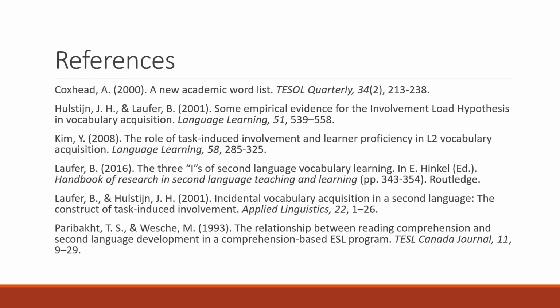If you're interested in reading any of the references, feel free to pause the video and copy down any references that you're interested in. I would definitely recommend the Holstein and Laufer 2001 study and the Kim 2008 study. If you're interested in just general information about what the involvement hypothesis is, the Laufer 2016 paper is good. It describes involvement and also some other things. If you're interested in the vocabulary knowledge scale test, you can look at the Paribach and Wesch paper.